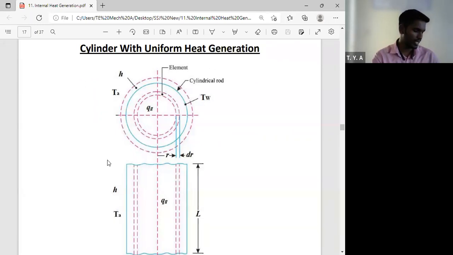Cylinder with uniform heat generation. So draw this diagram. Cylinder is there, wall temperature is TW.